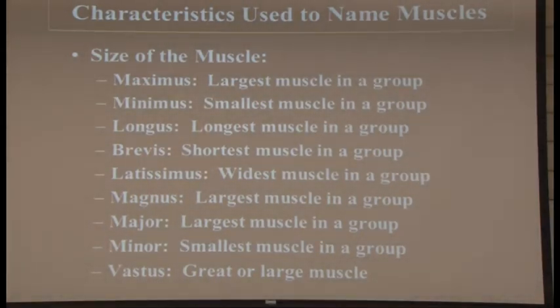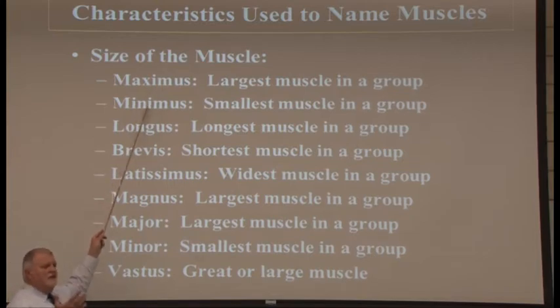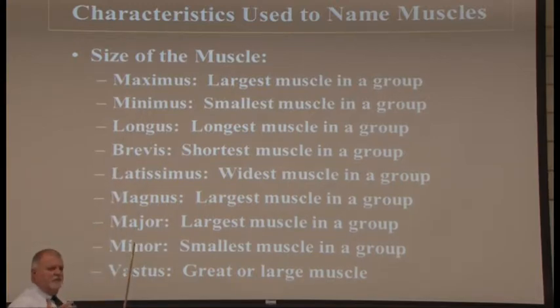So if we're looking at size, we use some pairings pretty precisely. If we use the word maximus to describe the large muscle, then we would use the word minimus to describe the small muscle. Conversely, if we use the word major to describe the large muscle, then we would use the word minor to describe the small muscle. So the way it was done is maximus and minimus we see usually associated with the hips. And then major and minor is more commonly used with the shoulders. So kind of the major muscles of the hips and minor muscle, major muscles of the shoulder and minor muscle. These are kind of the patterns we're going to see in the body.